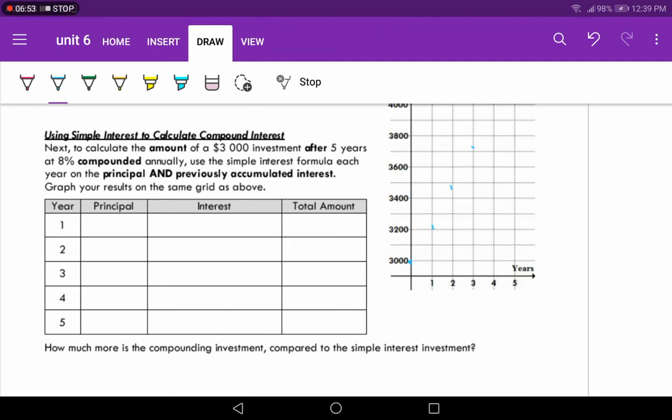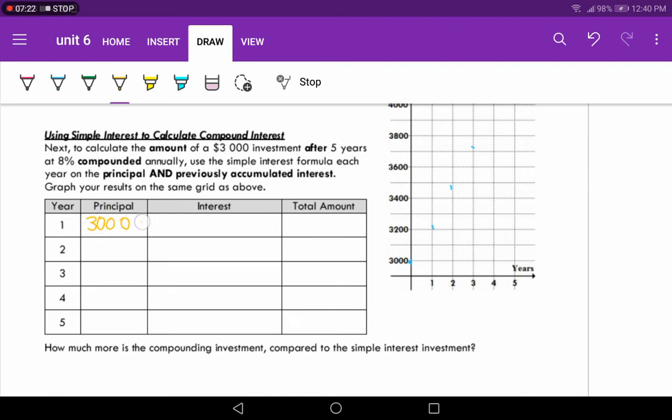To calculate the amount of a $3,000 investment after 5 years at 8% compounded annually, so same amounts as before, right? Use the simple interest formula for each year on the principal and previously accumulated interest. And again, graph your results. So this differs slightly, okay? The first line is going to be the same, right? Our principal that we're putting in is $3,000.